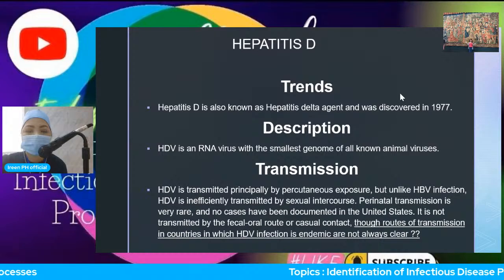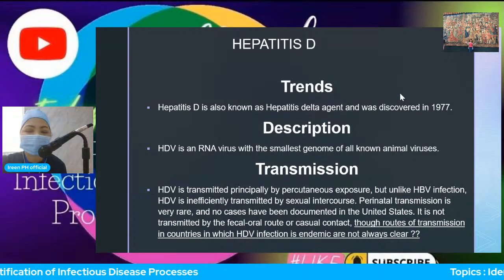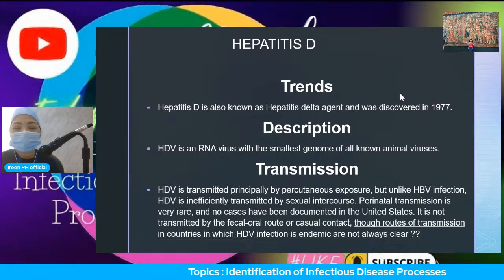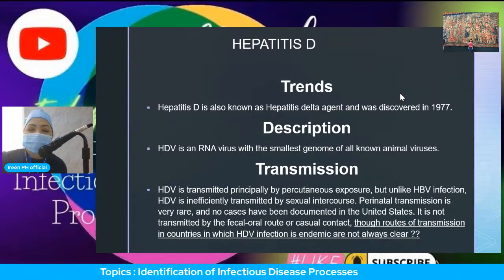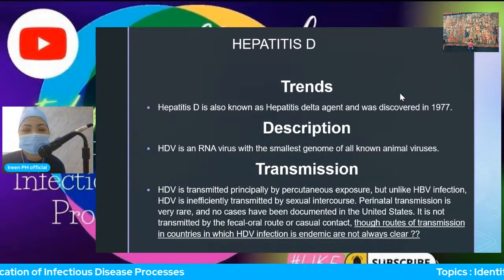Hepatitis D, and after that, Hep A. Hepatitis D, also known as hepatitis delta agent, was discovered in 1977. I told you, we are now on more theoretical discussion for this topic.